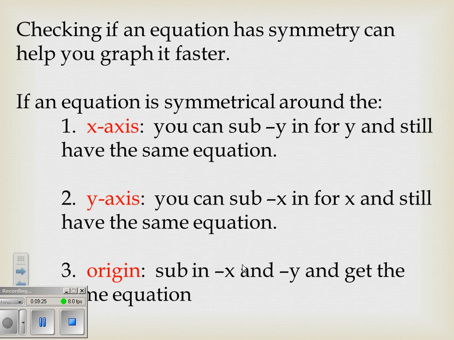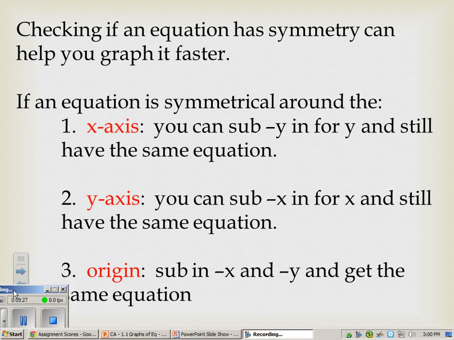Now, origin symmetry, this means you need to put in both -x and -y for their positive counterparts and get the same equation. All right, that sounds a little bit confusing, but if you look through example number 5 at the top of page 75, you can see this in process. We're also going to do one of these together.